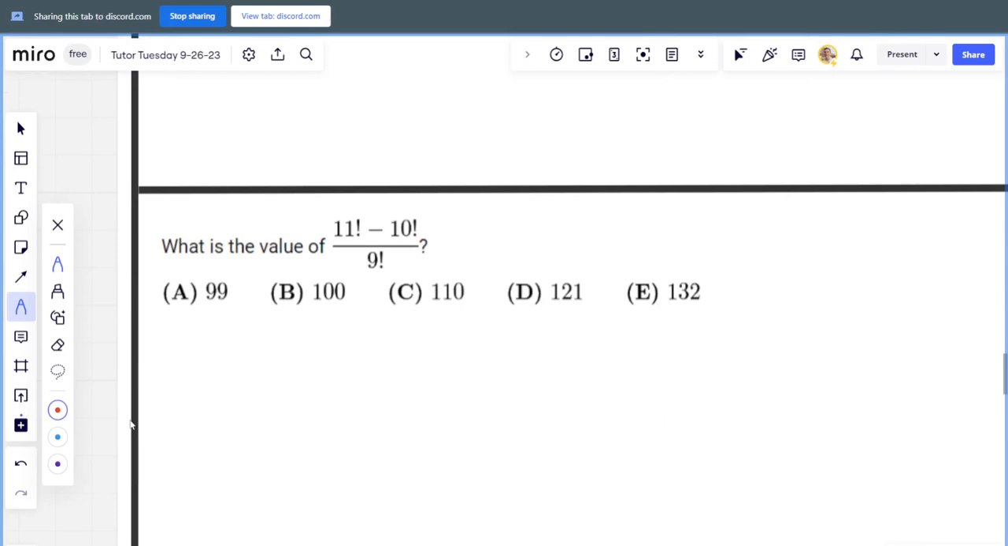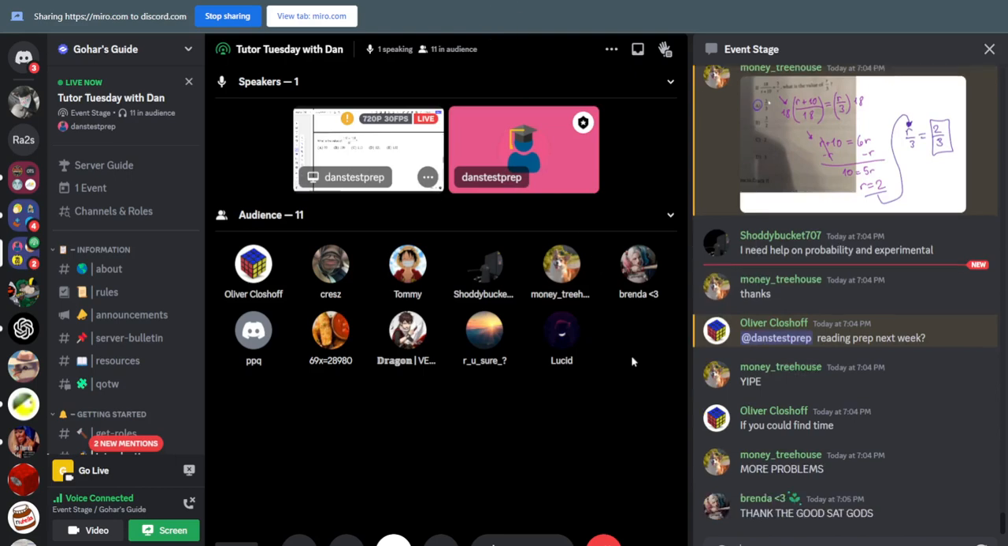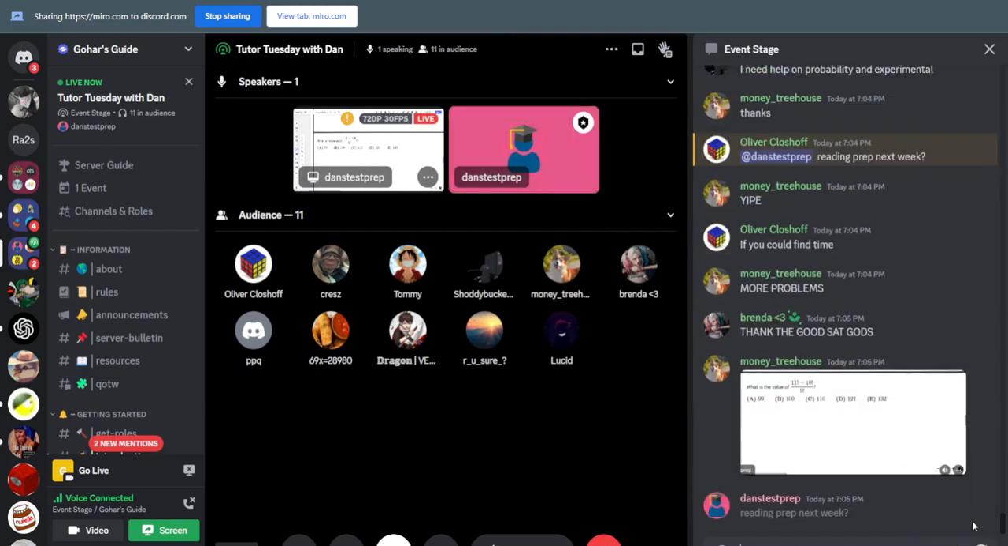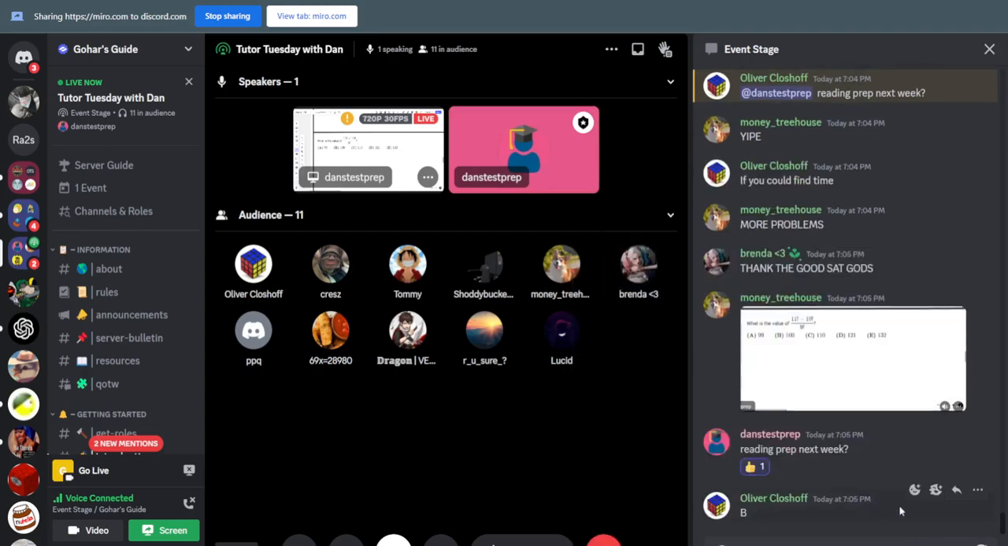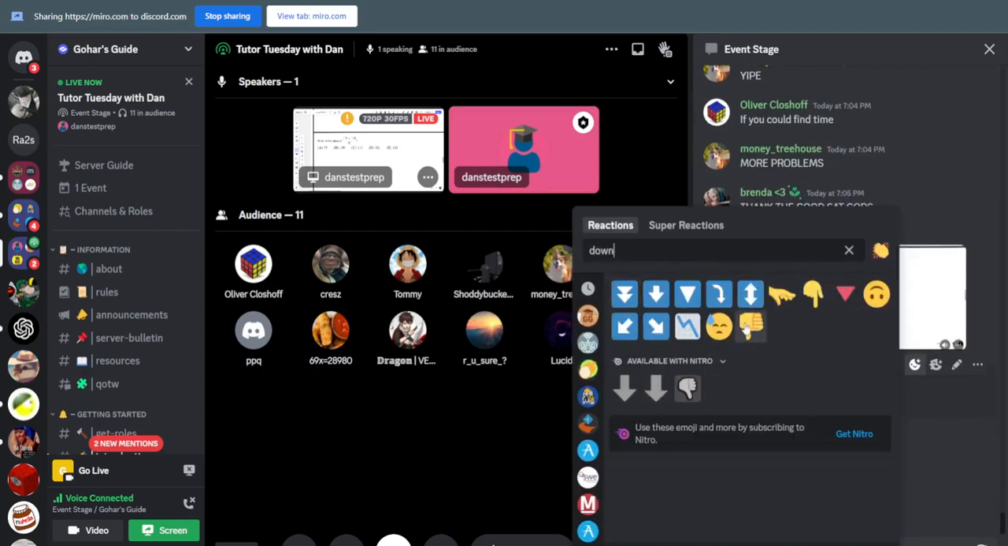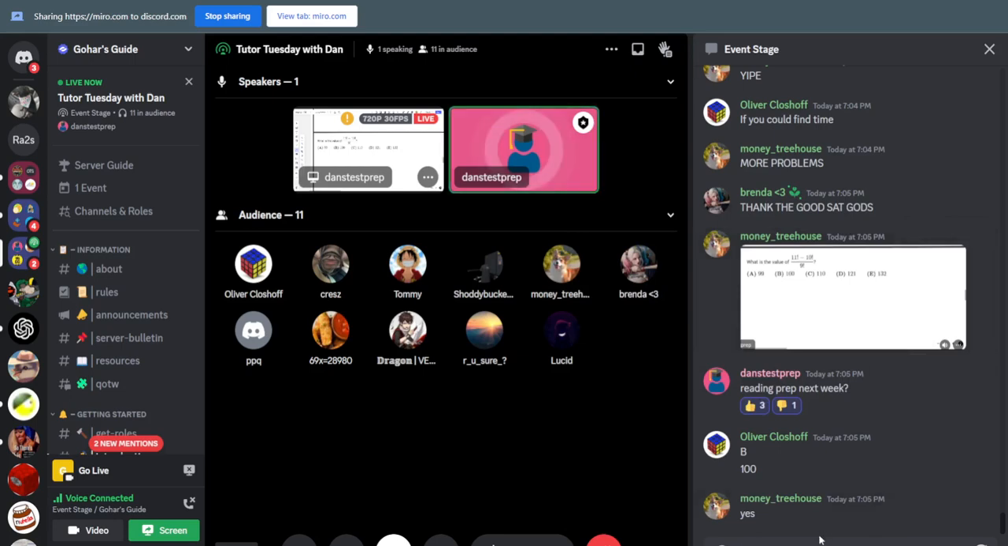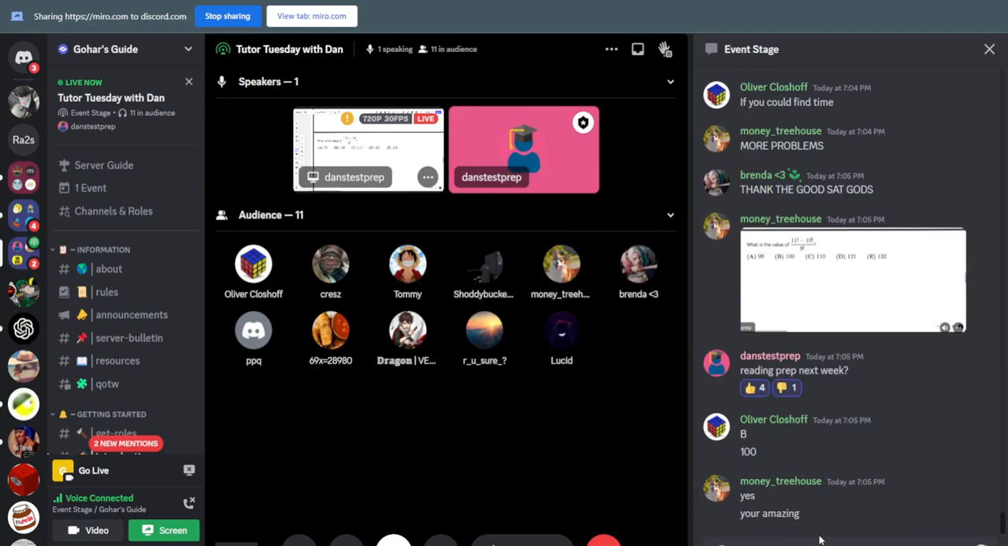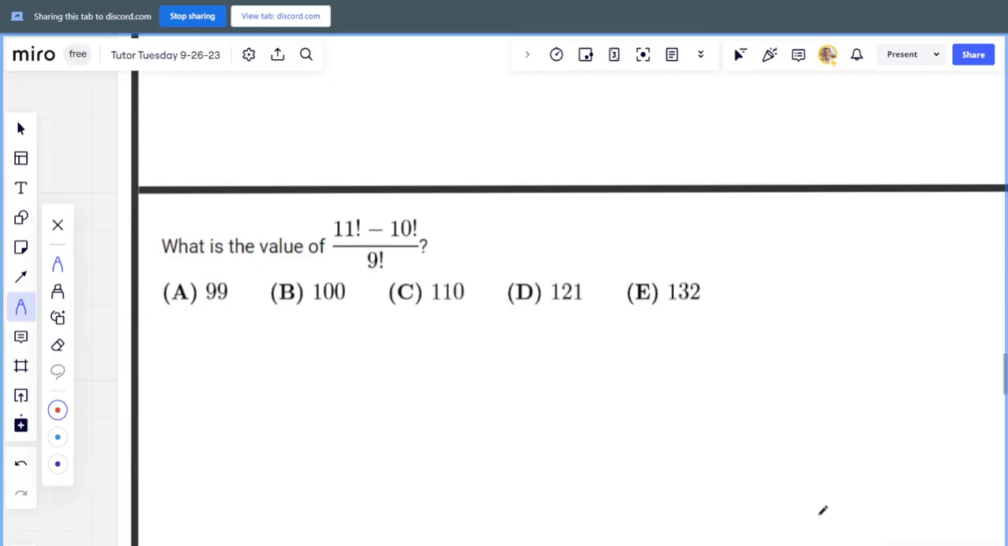This first one says, what is the value of 11 factorial minus 10 factorial over 9 factorial? Let's see how quick some of you guys can get this. Let me do a little poll. Hey, someone said B. B's correct. Let's go through why.